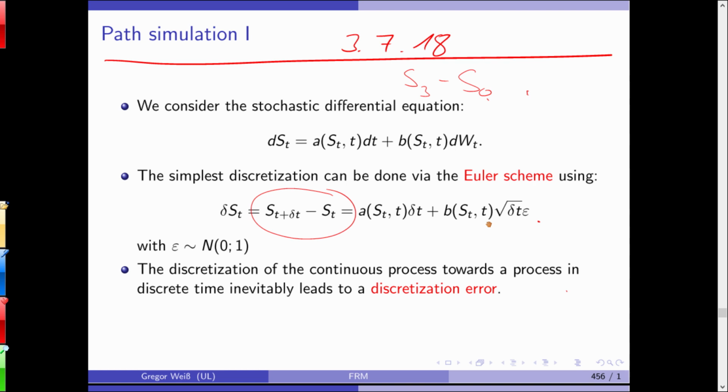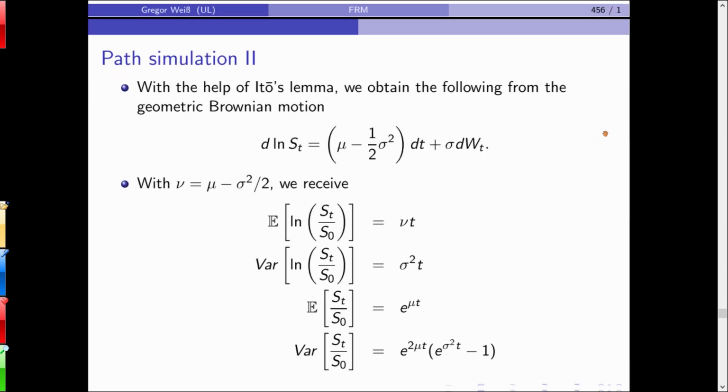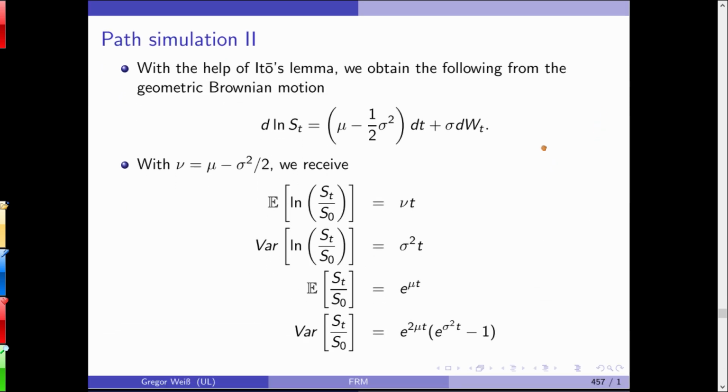Now, this discretization obviously leads to a certain error, to a bias in this estimation, and with the help of Ito's lemma, one can show that there is a slightly better way of doing this. We start again from the geometric Brownian motion, d ln S_t, the change in the logarithmic price, which is also equivalent to the log return. And the log return is given by the drift minus half the diffusion squared, the volatility squared, the variance, times dt plus sigma dW_t.